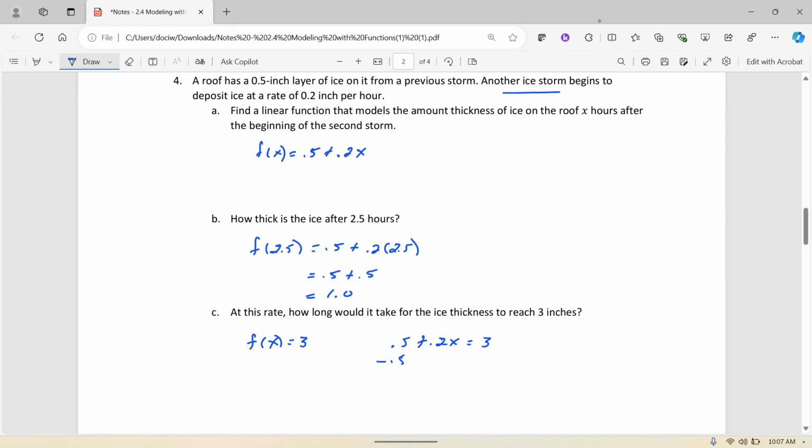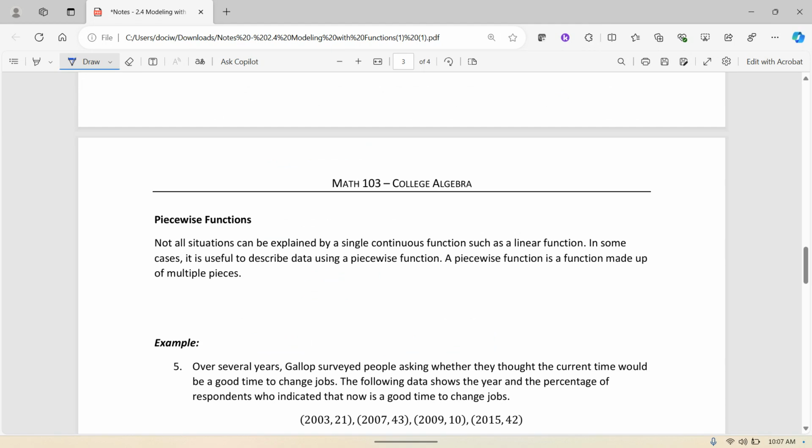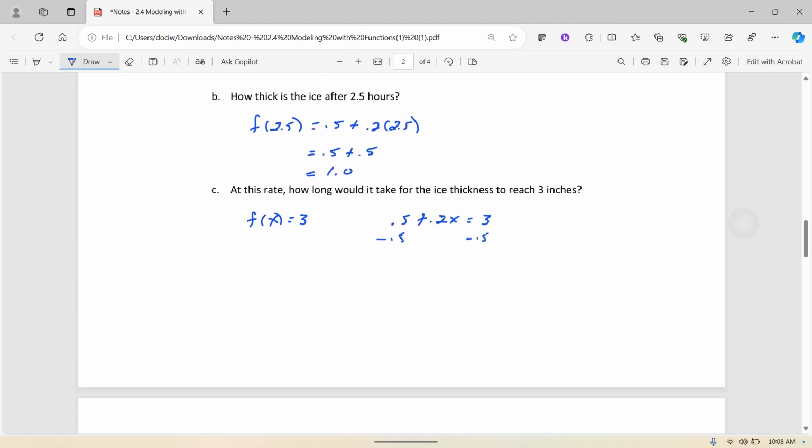So I'm going to subtract 0.5. Forgive me again, subtract 0.5 from both sides. 0.2x equals 2.5. I'm going to divide both sides by 0.2, and x should equal 12.5. Verify that with a calculator. The way I'm doing that is I'm multiplying top and bottom both by 10. That's the same as 25 over 2, which should be 12.5.